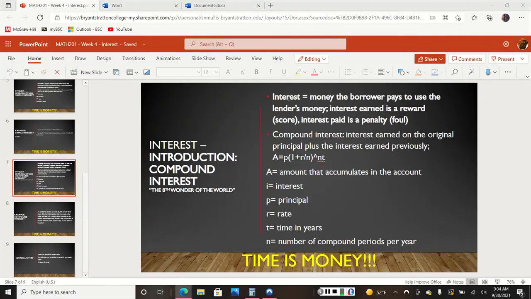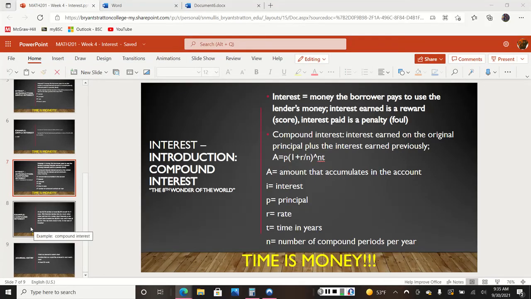A stands for the amount that accumulates in the account. I, again, is the interest. P is the principal. R is the rate, the annual interest rate as a decimal. T is the time in years. Again, we're going to try to keep using years, but if we get a problem where it starts talking about months, we know how to convert it into years. And then N is the number of compound periods per year.